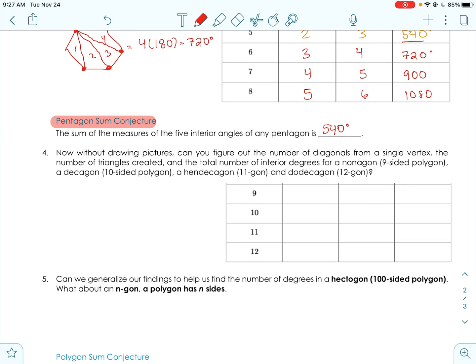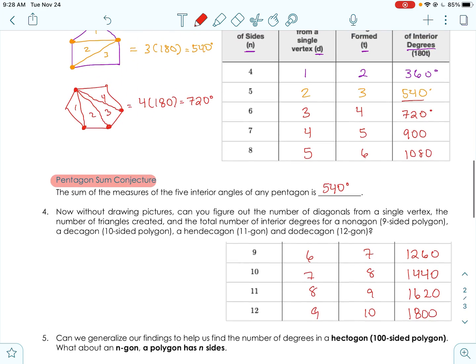Okay, so again, you can fill out this table. We would have 6, 7, 8, 9, and we'd have 7, 8, 9, 10, and then 7 times 180 would be 1260. Again, this is just increasing by 180 each time, so then we would have 1440, 1620. And finally, that 12-sided shape, which we don't want to have to draw, would be 1800.